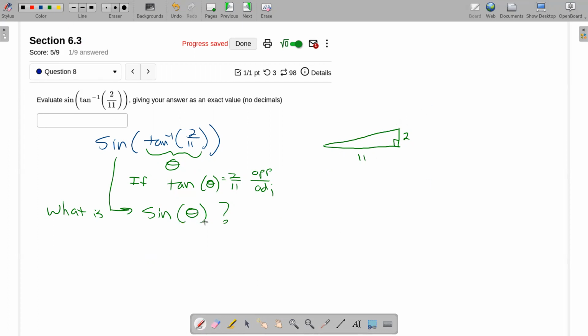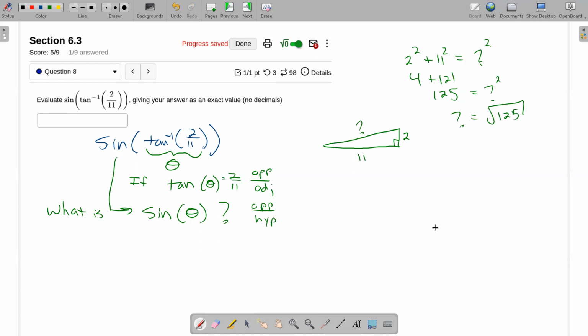And to figure out what the sine is, sine on a triangle like this is equal to opposite over hypotenuse, right? Y over the radius. So I need to know what is that hypotenuse. Pythagorean theorem says if I take 2 squared and add it to 11 squared, I should get that hypotenuse squared. So that's going to give me 4 plus 121, which is 125. So that's question mark squared. And so question mark has to be then the square root of 125.